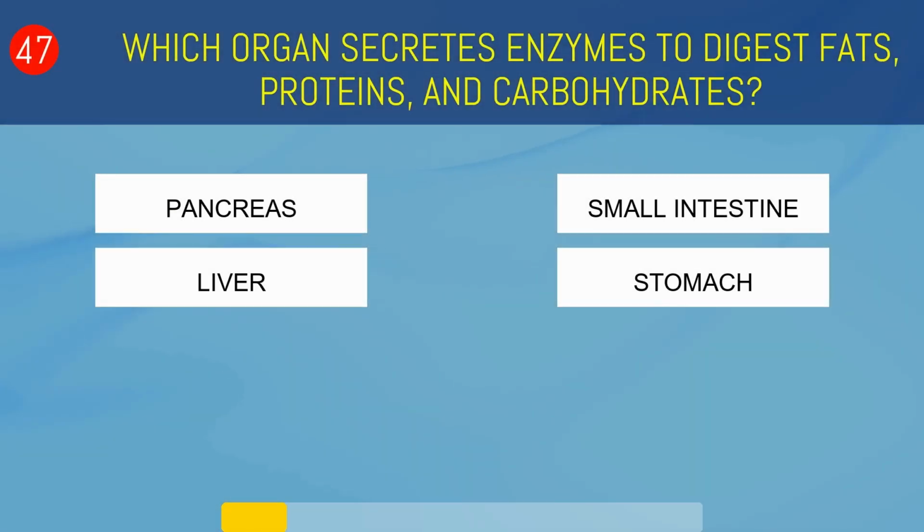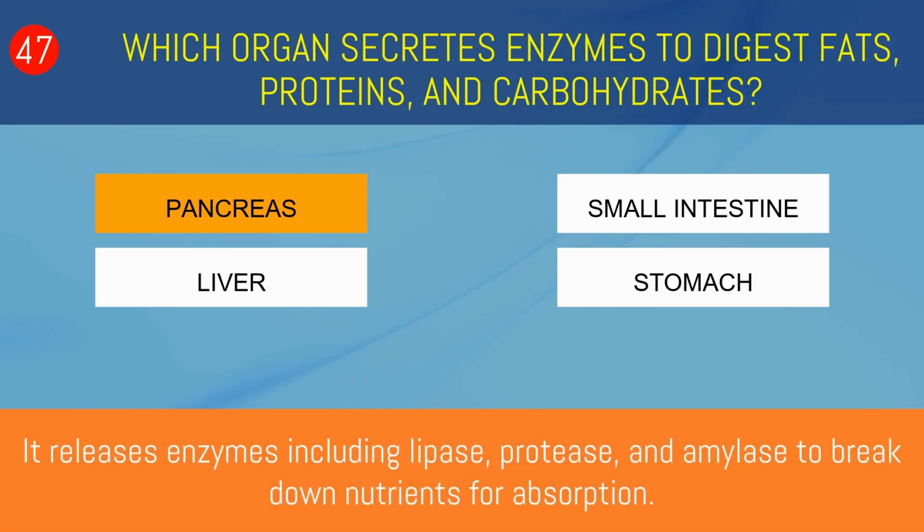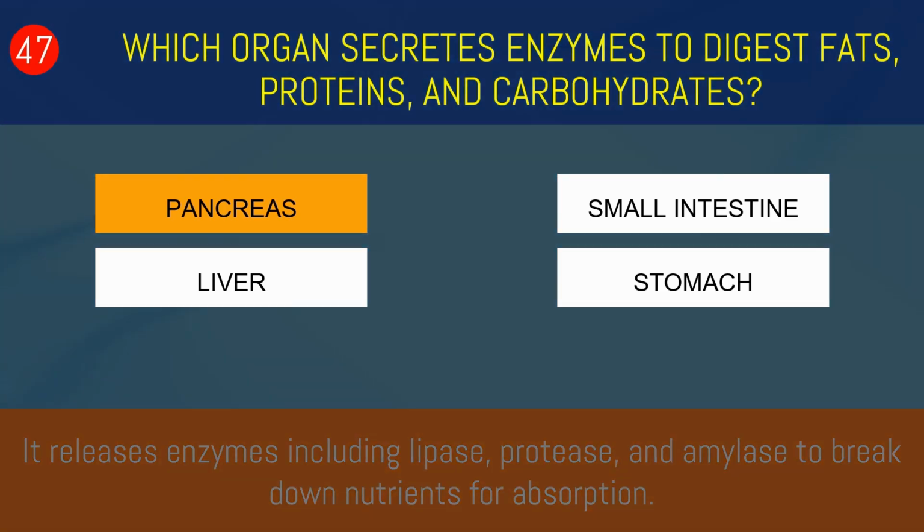Which organ secretes enzymes to digest fats, proteins, and carbohydrates? Pancreas, liver, small intestine, or stomach? Pancreas. It releases enzymes including lipase, protease, and amylase to break down nutrients for absorption.